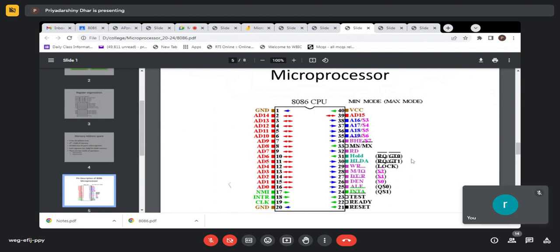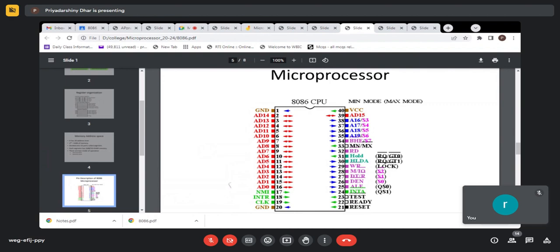One more thing before explaining this pin diagram: the 8086 microprocessor operates in two modes, minimum mode and maximum mode. One question they ask is: what are the differences between minimum mode and maximum mode? For minimum mode, only one processor, that is the 8086 microprocessor, is present.